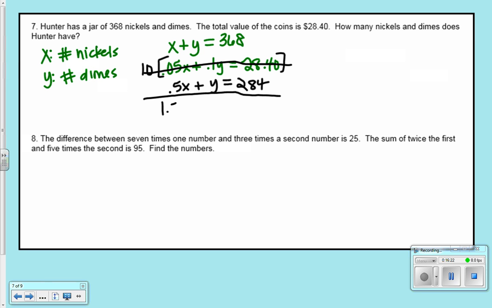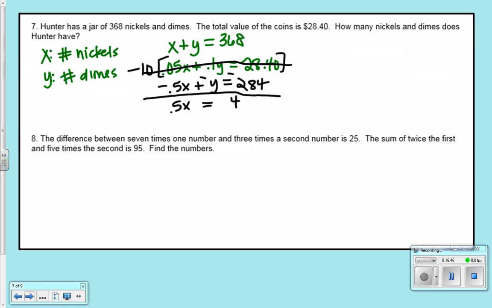So I've got 1.5x. Oh, I forgot to do the negative. Oops. This is when I need students in here with me telling me, wait. Okay, so I'm multiplying by a negative 10. There we go. So I've got a negative y, a negative 0.5, and a negative 284. Okay, now we're good. So I actually have 0.5x, no y, and then let's see, what is this?